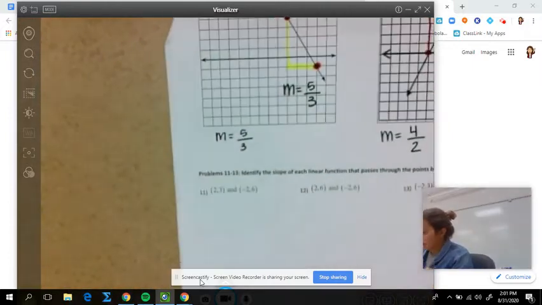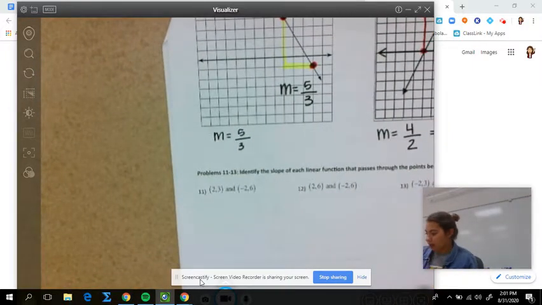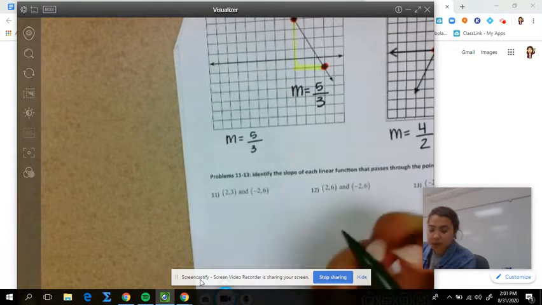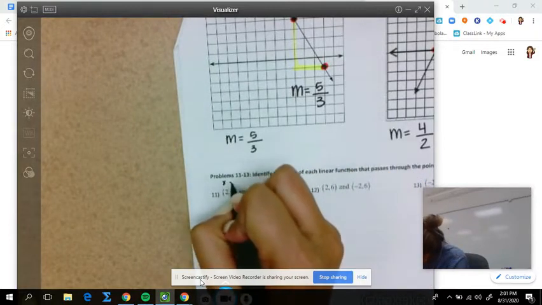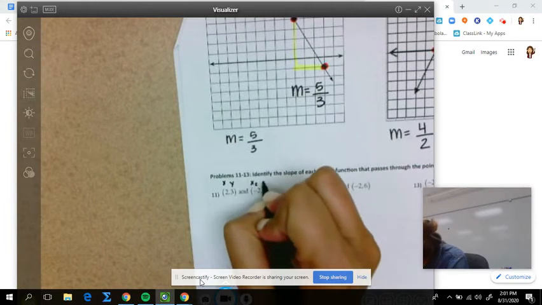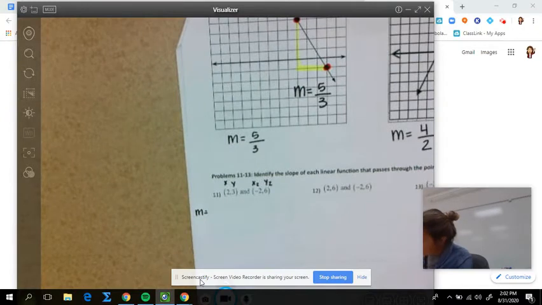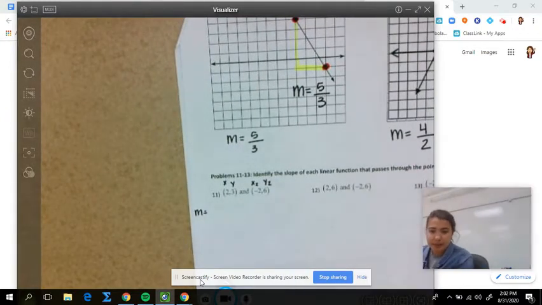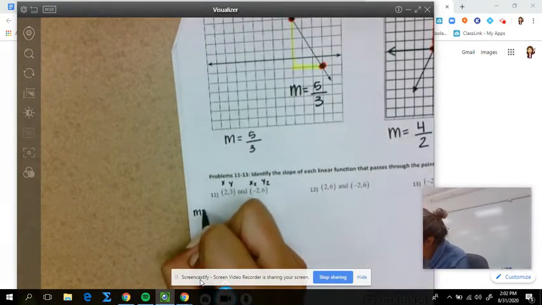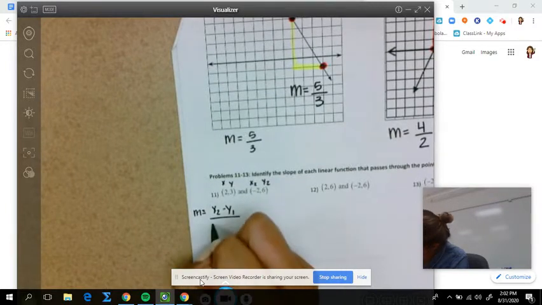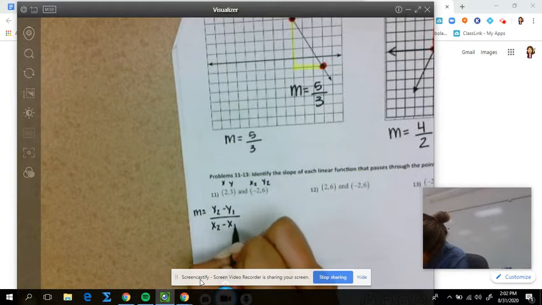And then problems 11 through 13, we're just going to do one. So maybe we pick number 11 to start with. Here we're given the points 2, 3 and negative 2, 6. We can label that as x1 and y1, and then x2 and y2. Remember, the first thing we want to do is find the slope, because it's asking us to identify the slope, and then maybe we could take it one step further and write it as an equation. If we want to find our slope, that is y2 minus y1, sorry guys, all over x2 minus x1.